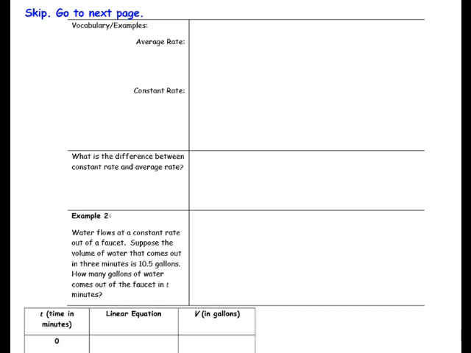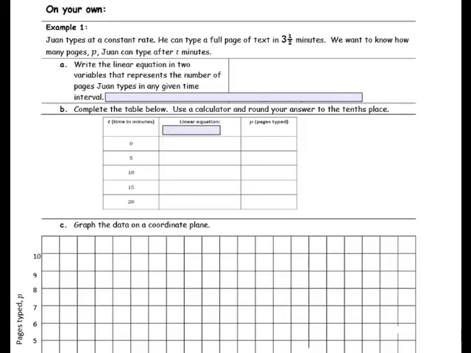Go ahead to the next page, and we're going to do on your own example 1 together. Juan types at a constant rate. He can type a full page of text in 3.5 minutes. We want to know how many pages P Juan can type after T minutes. Write a linear equation in 2 variables that represents the number of pages Juan can type at any given time interval.